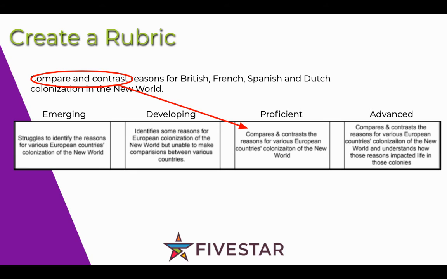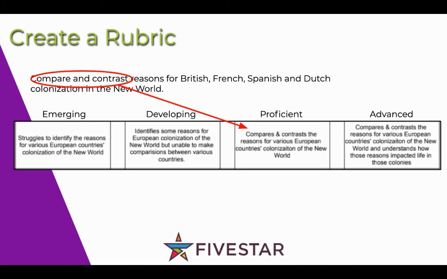Use those exact verbs that they use. They're using them for a reason. So if that's the expectation, that students can compare and contrast the reasons for different European countries colonizing the New World, then that's what goes in your proficiency box. If a student can do that, that's what the standard was asking them to do. That's proficient or mastery, whichever word you use for you've achieved the goal I want you to achieve.